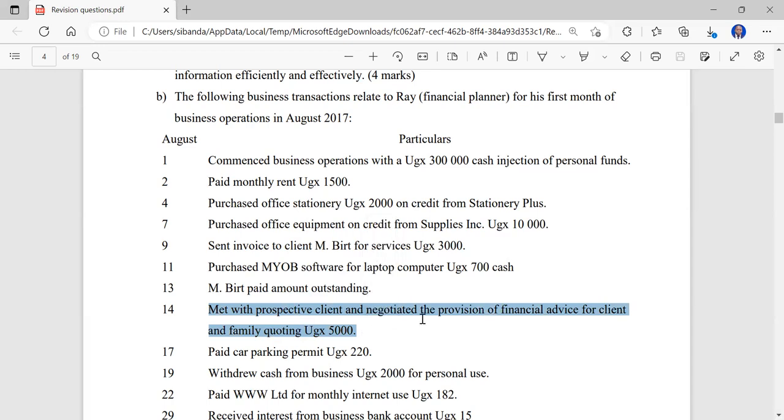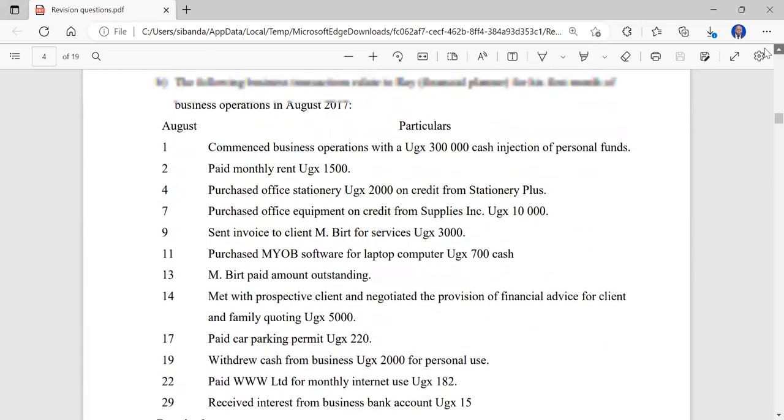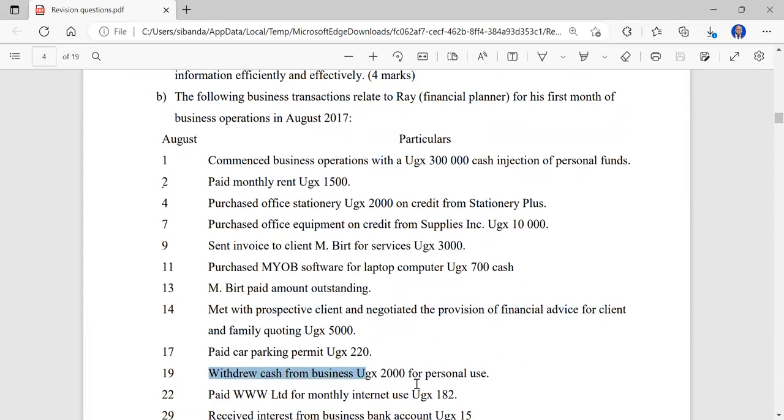Now, the other transaction that we have is they're telling us that they withdrew cash from the business, 2,000 for personal use. Now, when the owner withdraws cash from the business, we call those drawings. And how we record drawings is, since they are withdrawing cash, cash is reducing. So we shall credit our cash with 2,000 and we shall debit our drawings with 2,000. Debit drawings, credit cash with 2,000.